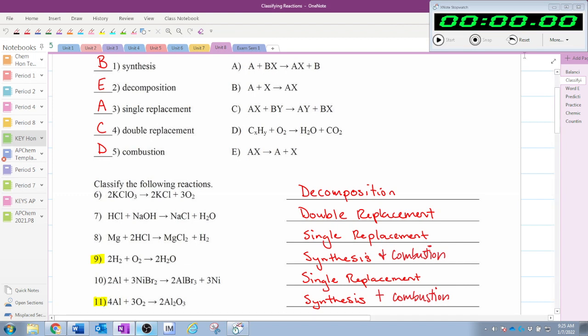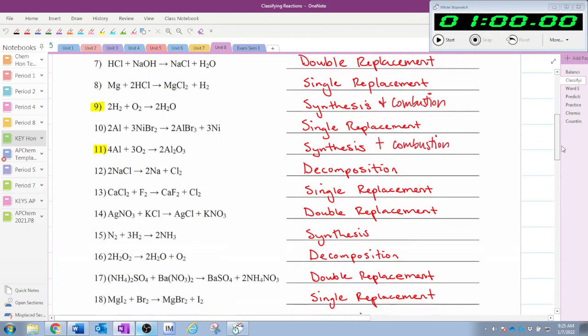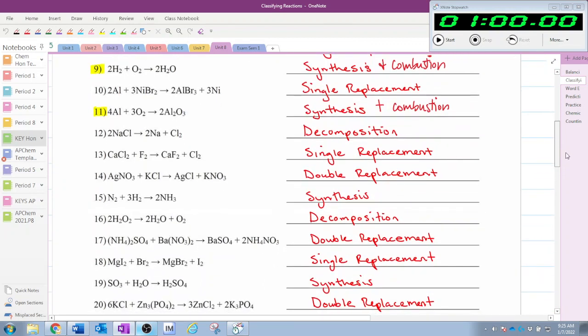All right, we'll get some overlap here in the middle, but sliding down to get the rest. So here's through 20, and again, 9 and 11 needed both answers for full credit. Synthesis and combustion for 9 and 11.